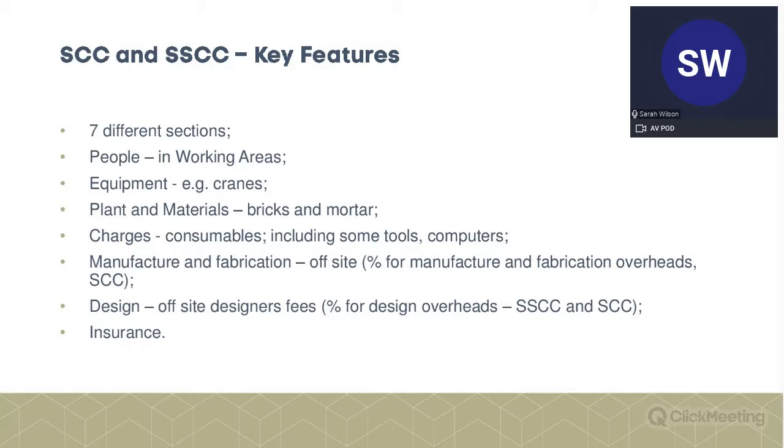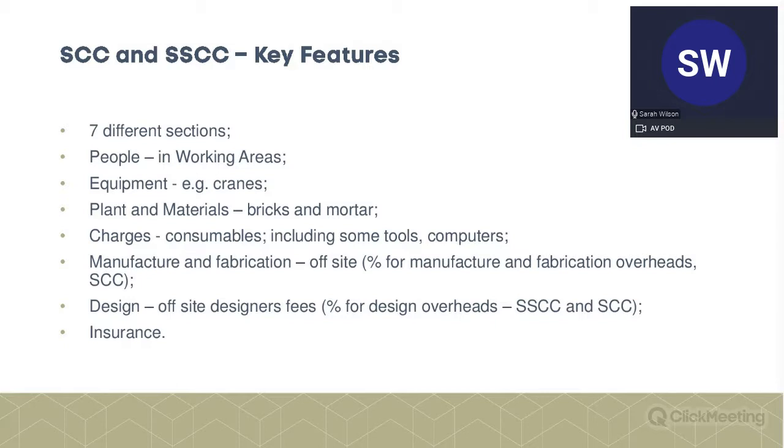So just a quick point regarding each. The first one is people. That's your staff on site. When I say on site, that's a very broad description, because the specific requirement is that it's people in the working areas. So bear that in mind. We'll come back to that. The equipment, so this is your cranes and your other equipment that you need to carry out the construction work. The next item is your plant and materials, so your bricks and mortar, the materials that you need to carry out the construction.